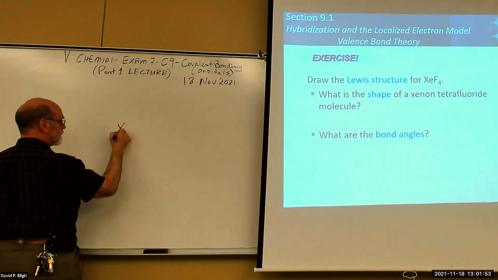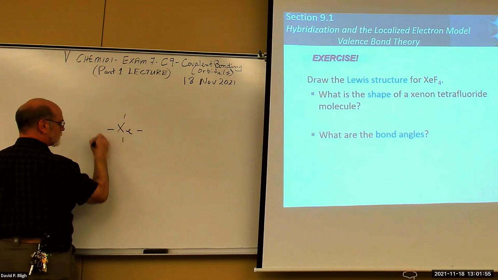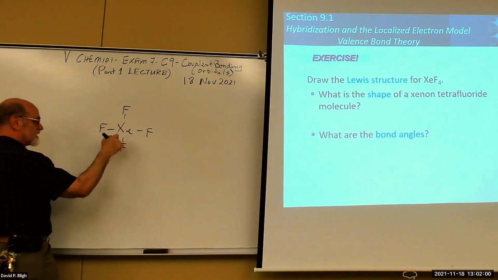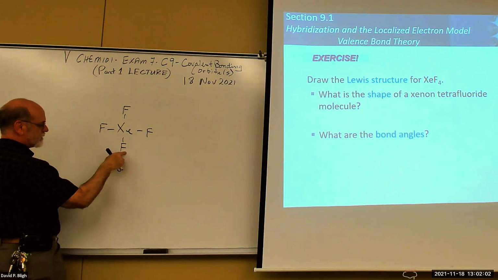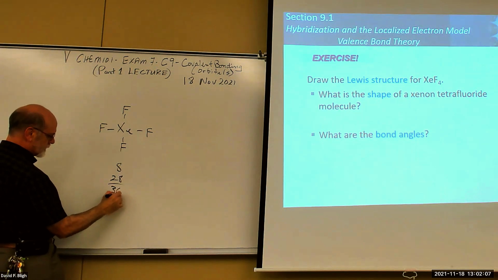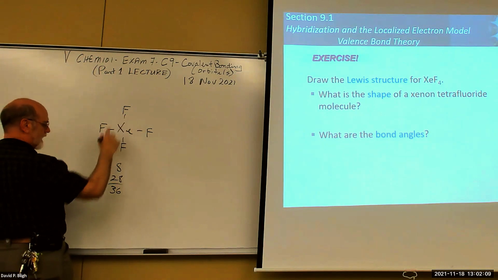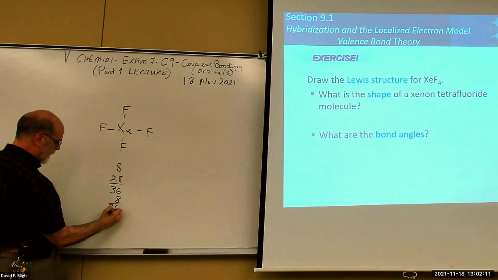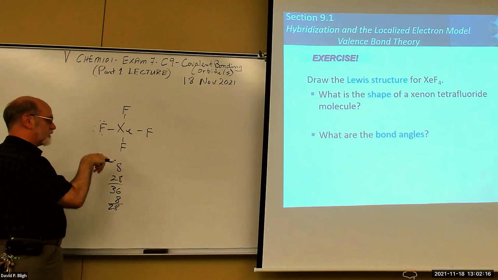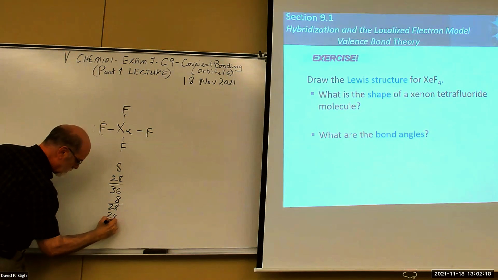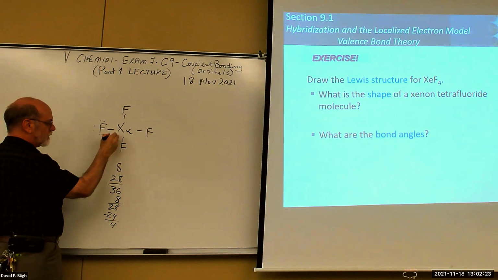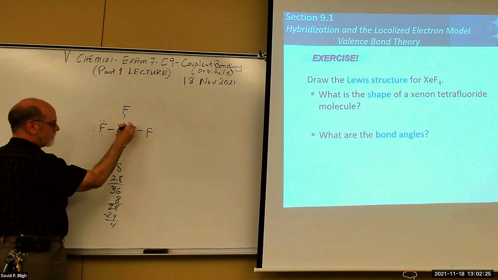And we've got xenon and 4 fluorines, correct? Okay, xenon is 8. 7 times 4 is 28, so we've got 36 electrons. If we put 6 around each fluorine, then 4 times 6 is 24. That leaves us with 4 unused electrons. Fluorine's full, so we have to put them around the xenon.